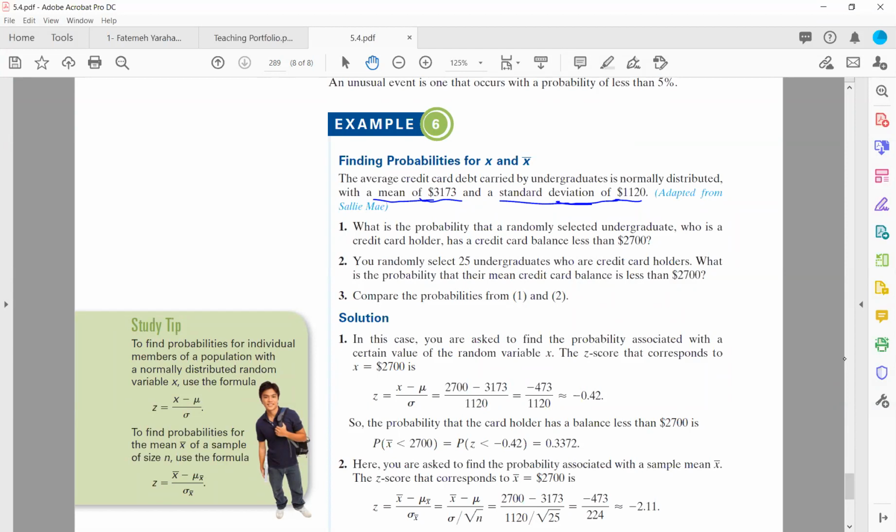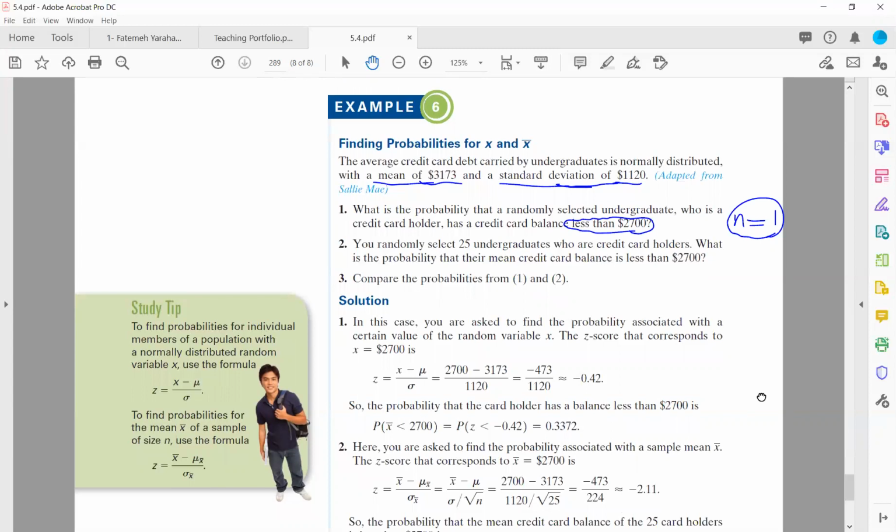First of all, what's the probability that a randomly selected undergraduate who is a credit card holder has a credit balance less than $2,700? Here we only have one person, just one. N is equal to 1. Let us convert X into Z, then use a table or calculator to calculate the probability.